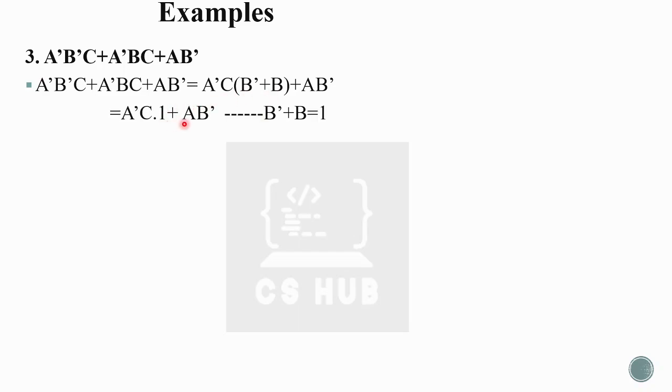A bar c into 1 plus a b bar, using b bar plus b is equal to 1. Okay, then a bar c into 1 equal to a bar c, so a bar c plus a b bar. Further, we cannot reduce this expression, so this is the final one.